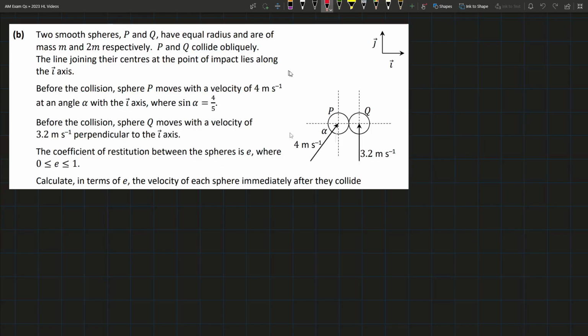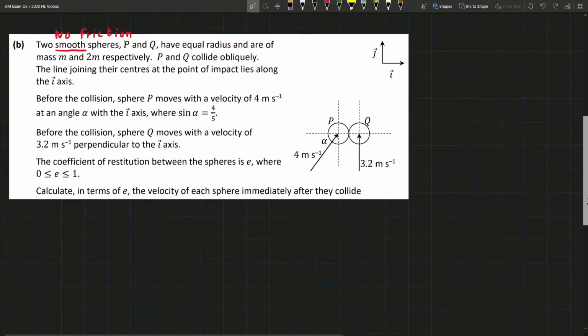So then part B was a collisions question, and sometimes collisions questions can be a little bit dodgy, but this one was actually all right. So there's a lot of information, so let's just go through it slowly. So two smooth spheres, and smooth is important because it means no friction, although I don't think they've ever put friction in a collisions question.